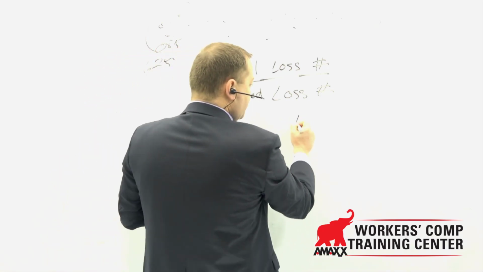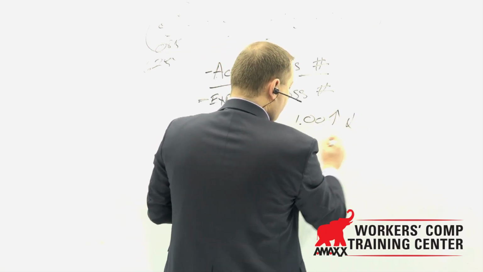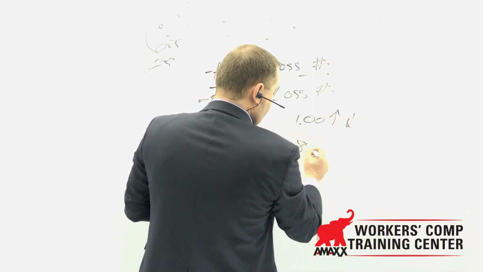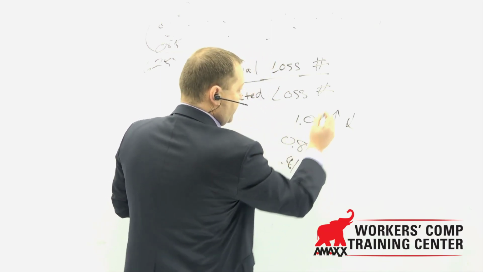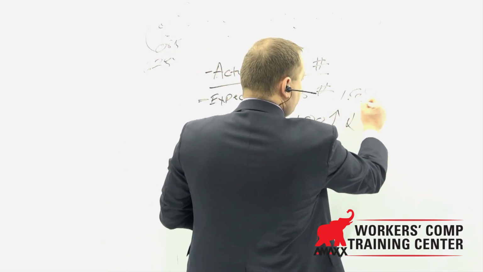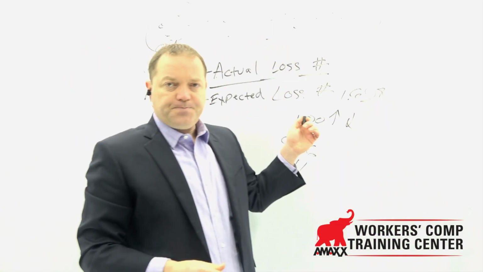And that's where the number 1.0 comes from, and you're either going to be above that or below that. So you come in at 0.86, or you come in at 0.41, or you come in at 1.62. You're way above what was expected of you.